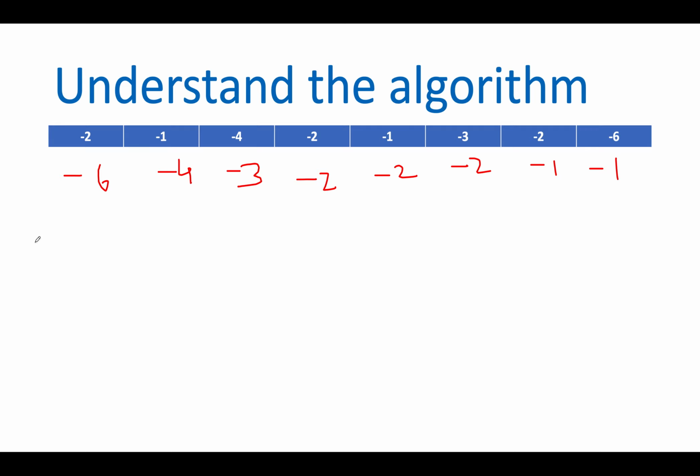We will store all these elements in a map. So for -6, the frequency is 1. For -4, the frequency is also 1. For -3, the frequency is again 1. For -2, the frequency is 3. And for -1, the frequency is 3. Let me just represent it in the form of entries of a map.